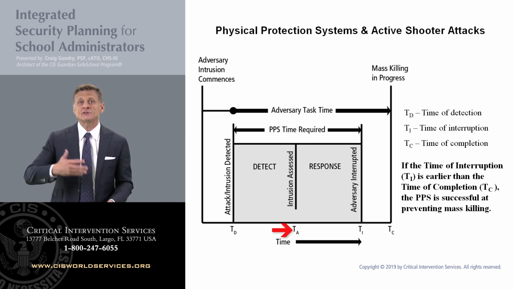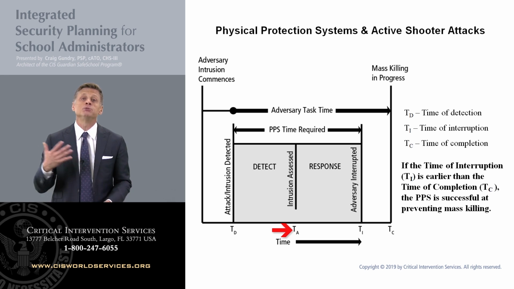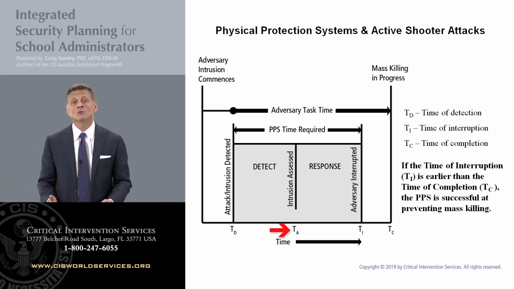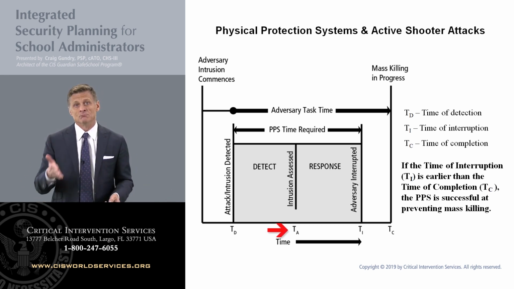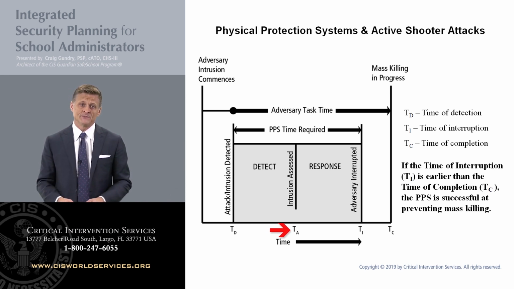Then there is the dispatch of those officers and their deployment, travel time to the actual scene, and then once they arrive on scene, identifying the location of the, in this case, adversary, the attacker, and then moving to that individual's location, capable of neutralizing that adversary. And that is represented by the letters TI, time of interruption.